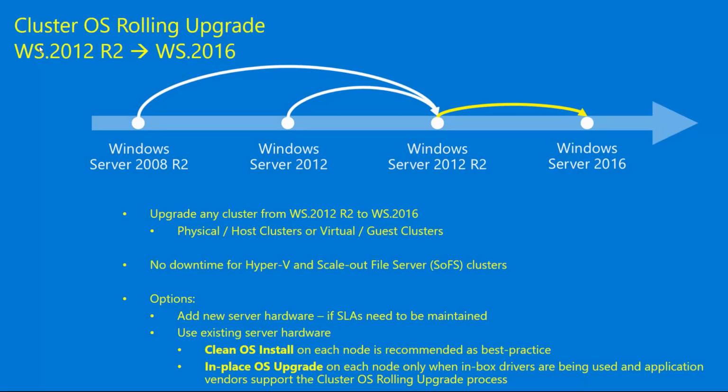In summary, I've demonstrated how we can upgrade a Hyper-V compute cluster and a scale-out file server cluster from Windows Server 2012 R2 to Windows Server 2016 with zero downtime to the VMs. Cluster OS Rolling Upgrade can upgrade a physical or a guest cluster. You can use either the UI or you can use PowerShell to achieve this.